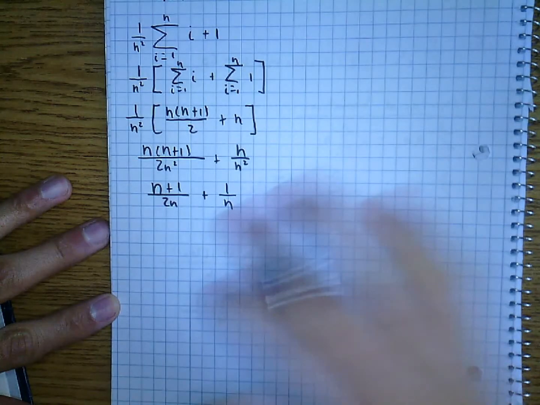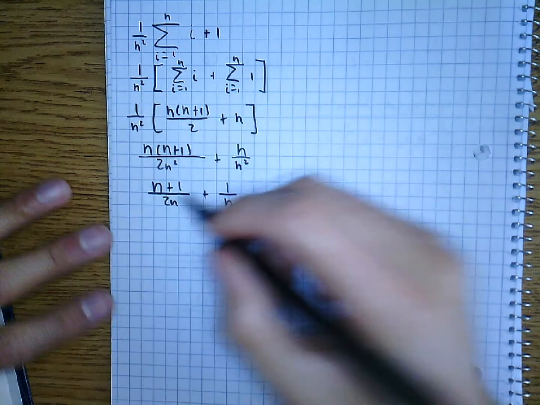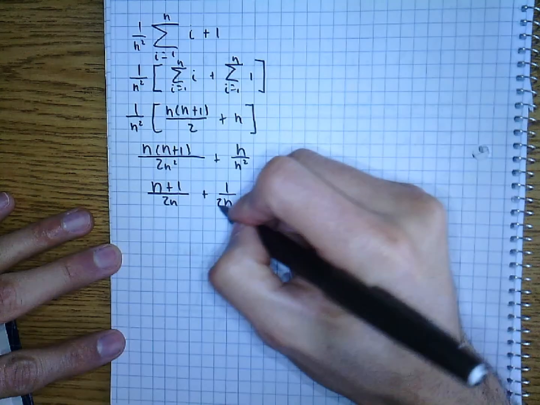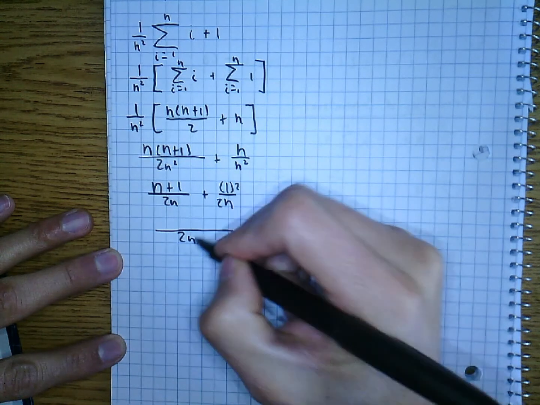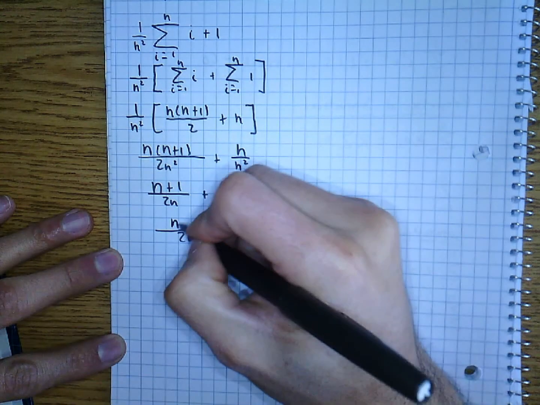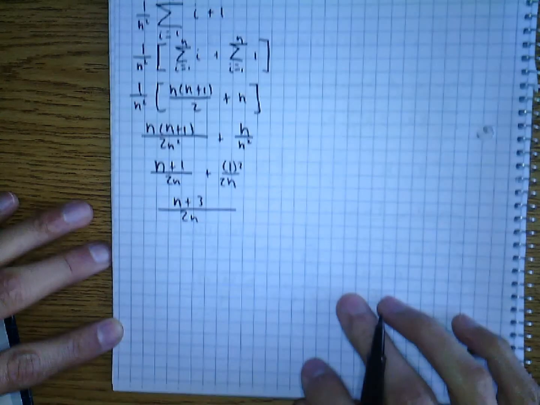And if you really wanted to, we can get a common denominator and add them this way. So I'm going to multiply that by 2, so I have a common denominator, which is going to be 2n. And then this would become n plus 3.